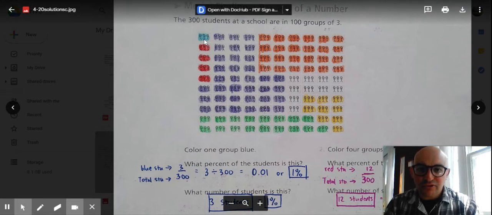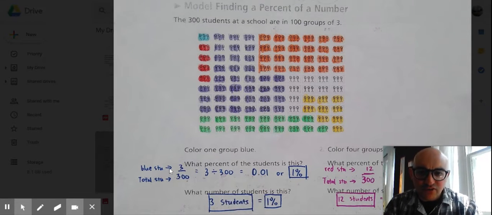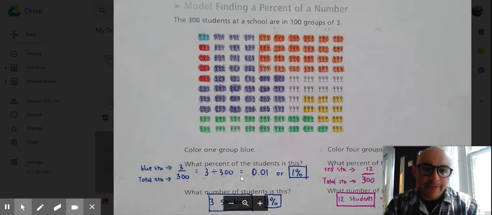Well, I colored the group blue. I count them up. There's 1, 2, 3. So here's what I do. I turn this into a quick little fraction. Blue students on top, total students on bottom. So blue 3, total 300. And remember that a fraction is also a division problem. 3 divided by 300. And when I do that division, I get 0.01 or 1%.